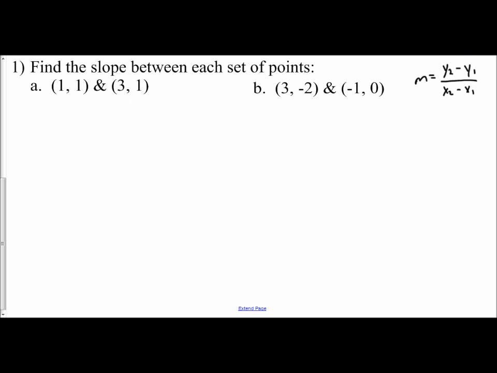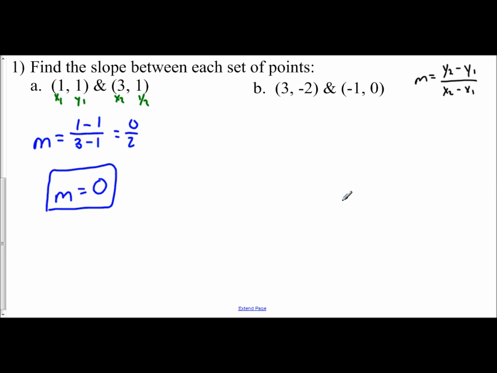Now, we can start off very basic. The way you can make sure you're plugging in the right information to the right variable is label. Here's x1, here's y1, here's x2, and here's y2. And so now I know when I plug in, if I have y2 minus y1, so m equals 1 minus 1, x2 minus x1, 3 minus 1. And so you get 1 minus 1 is 0, 3 minus 1 is 2, and 0 divided by any number is 0. And so m equals 0, my slope is 0.